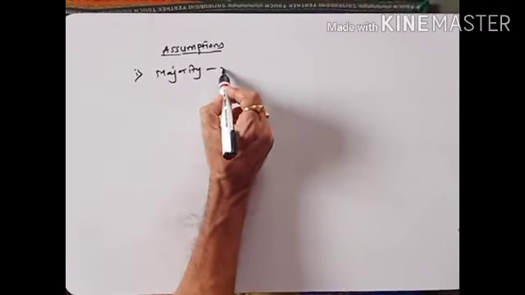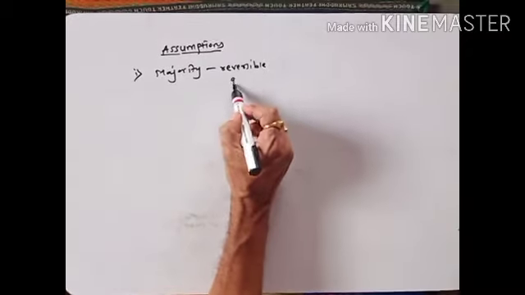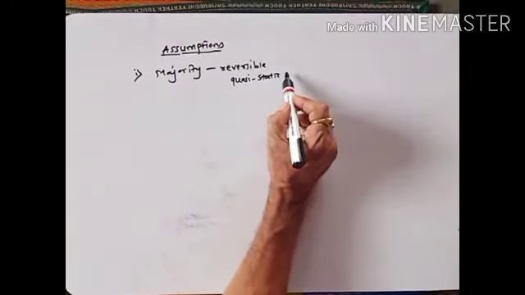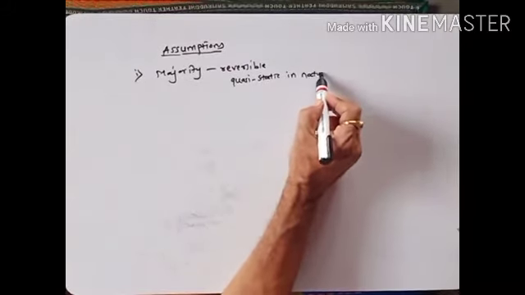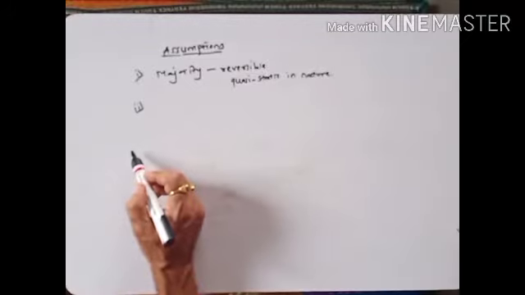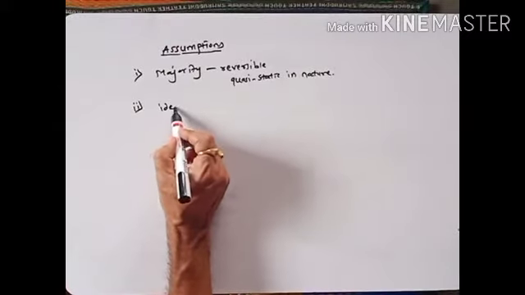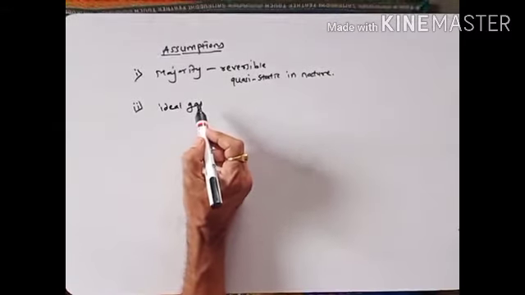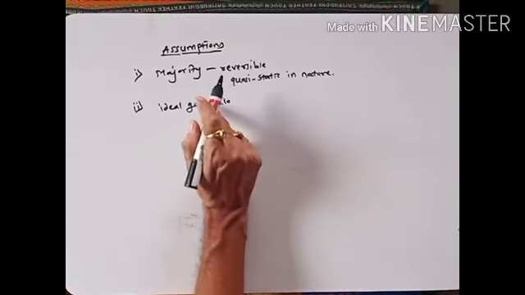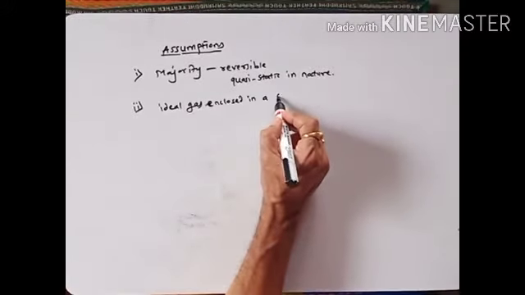Majority processes are reversible. This is the first assumption, or we call it quasi-static in nature. Then the second assumption: we consider the system involved in all processes is an ideal gas enclosed in a cylinder.